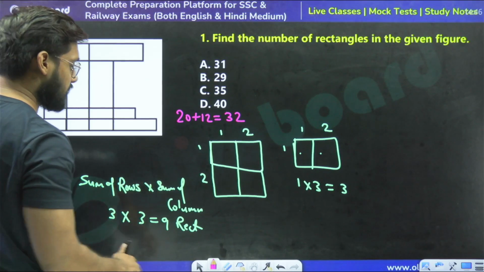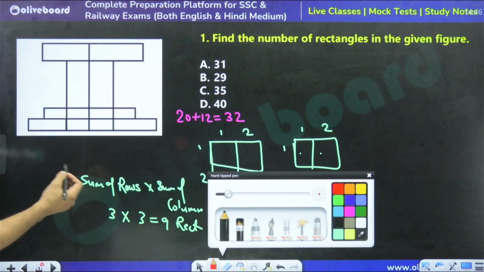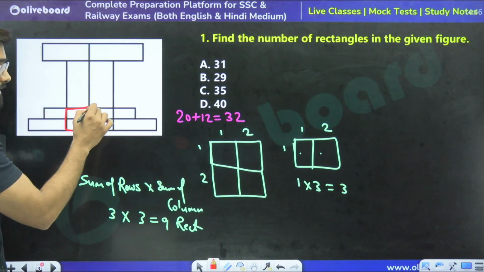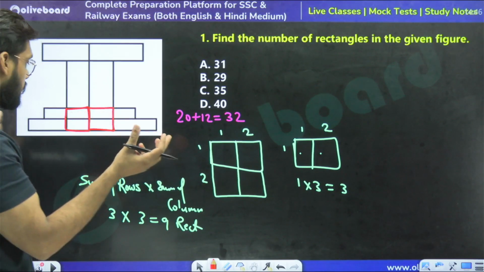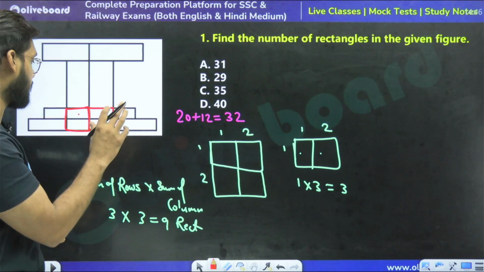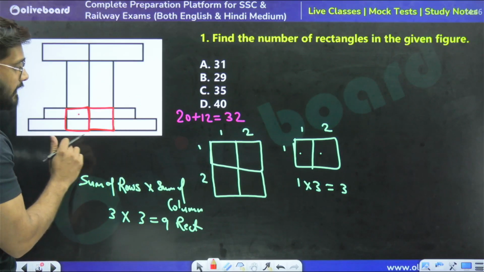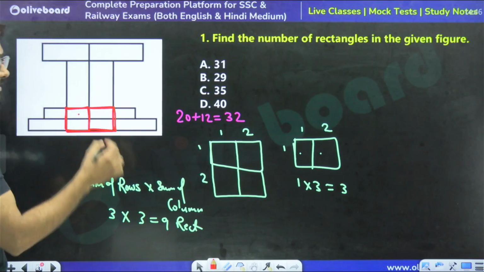Okay, we are having some more rectangles. If we look at the diagram carefully, this is one more rectangle, right? This is one more rectangle. We haven't counted these two rectangles before. Individually we have counted them, but not combined. We have not counted, right? So two more we have got, and one is the bigger one, like this. So three more rectangles we have got.